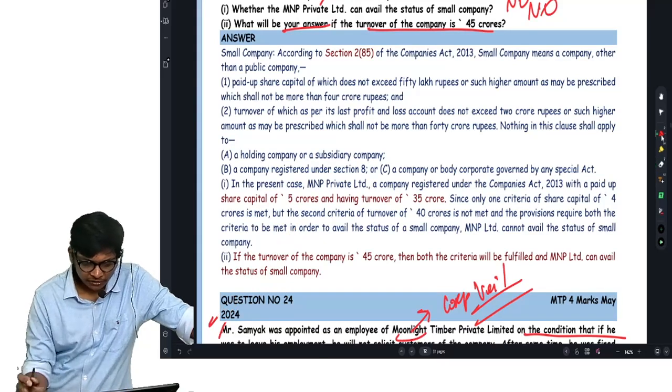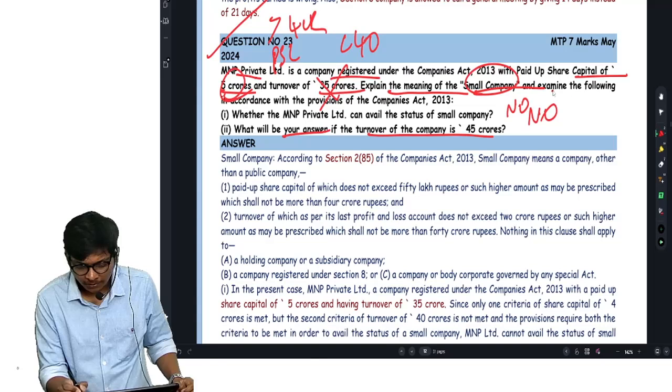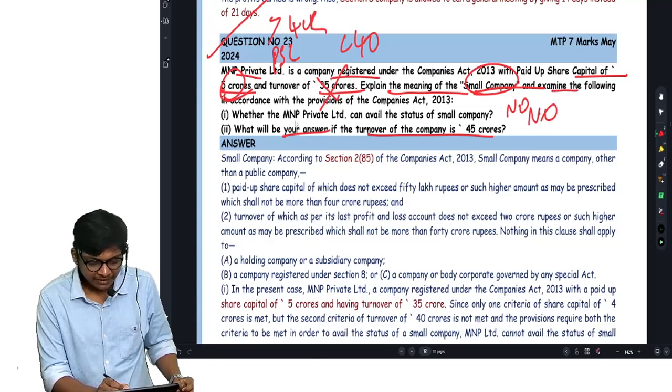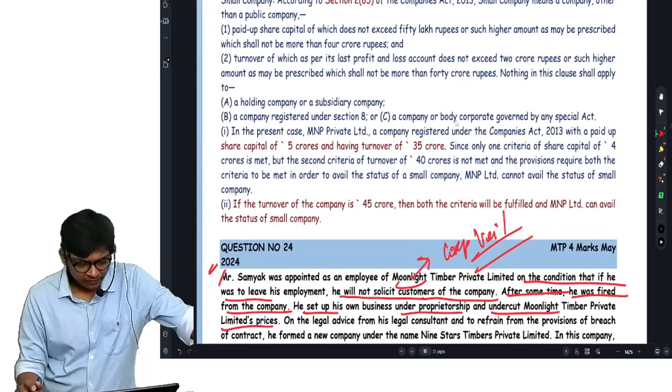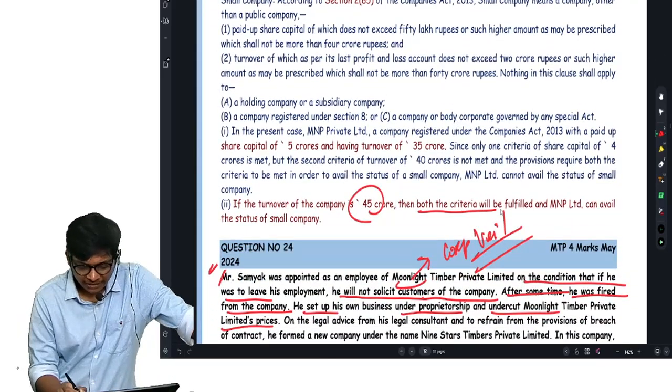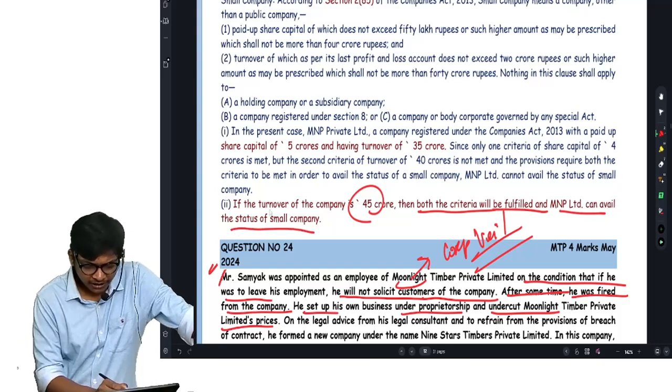What is the question first of all? Paid up share capital. Explain the meaning of small company. Examine the provisions. Whether MNP can avail as a small company? No. What will be your answer if turnover of the company is 45 crores? If the turnover is 45 crores, then both the criteria will be fulfilled. MNP can avail status of small company.